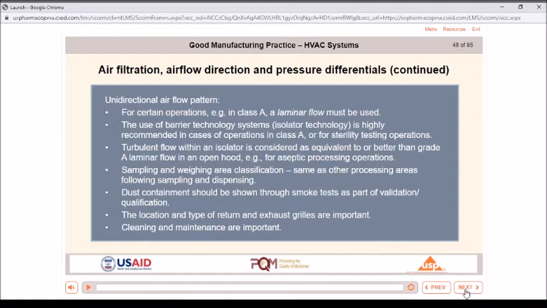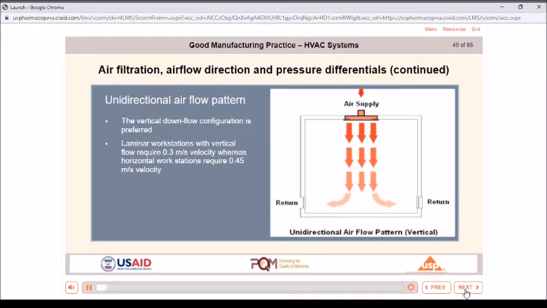Air filtration, airflow direction and pressure differentials continued. Unidirectional airflow pattern. The vertical downflow configuration is preferred. Laminar workstations with vertical flow require 0.3 meters per second velocity, whereas horizontal workstations require 0.45 meters per second velocity.